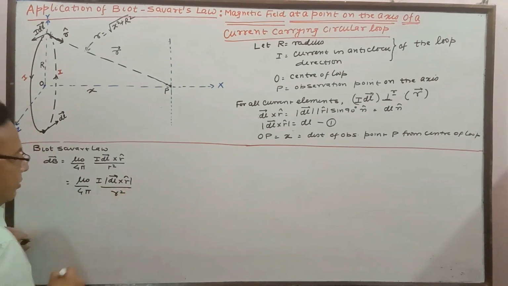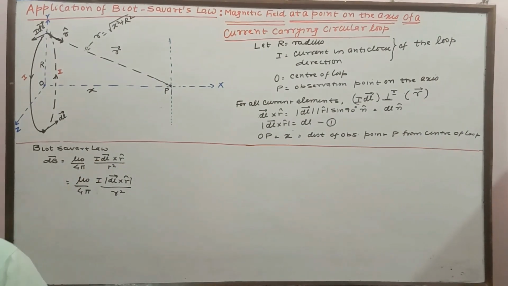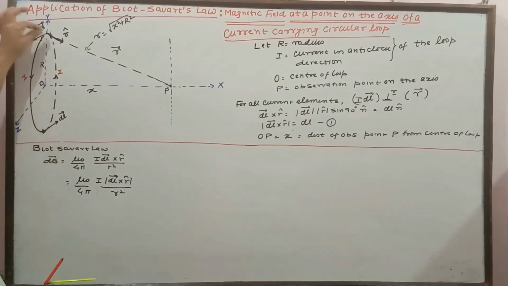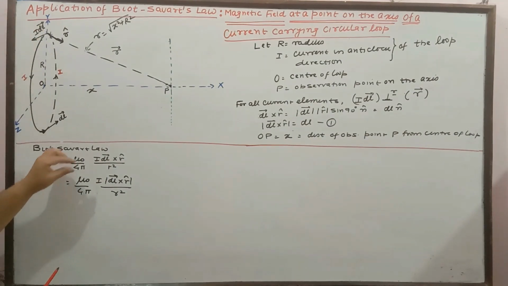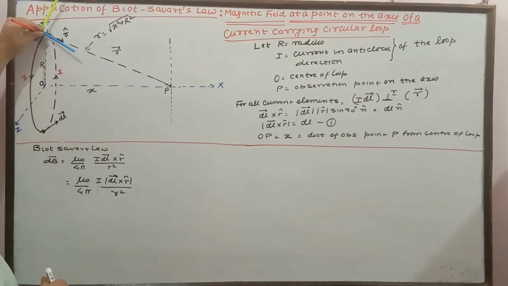upon r squared. What will be the direction of this dB? We know that the direction of dB is perpendicular to the plane containing dl and r. If we see like this, suppose dl is coming out, then in that case we can think like this. This is the direction.